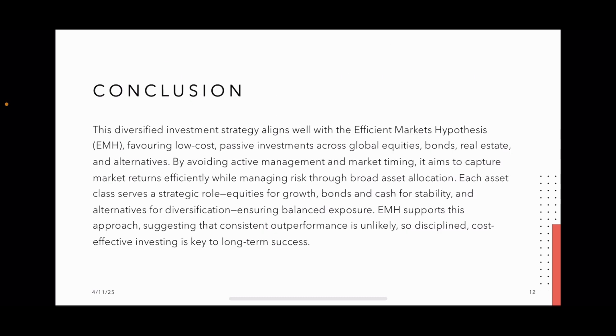To conclude, the diversified investment strategy aligns well with the efficient market hypothesis, favoring low-cost, passive investments across global equities, bonds, real estate, and alternatives such as gold. By avoiding active management and market timing, it aims to capture market returns efficiently while managing risk through broad asset allocation. Each asset class serves a strategic role: equities for growth, bonds and cash for stability, and alternatives for diversification, ensuring a completely balanced exposure.